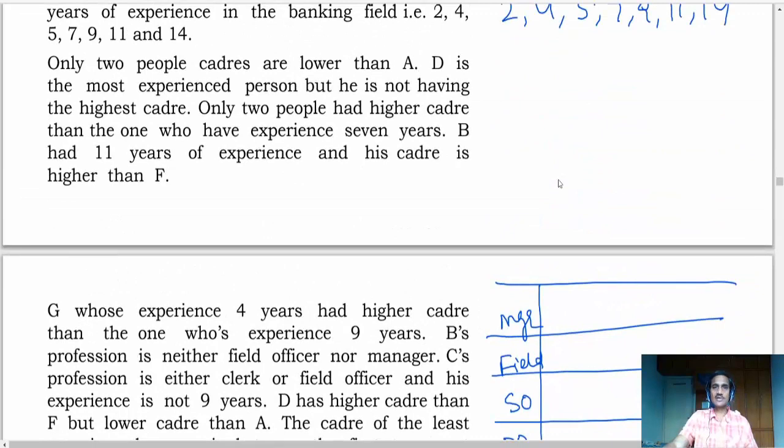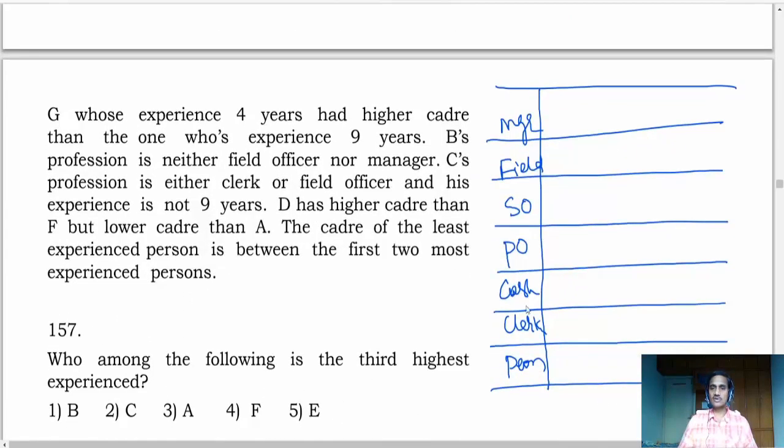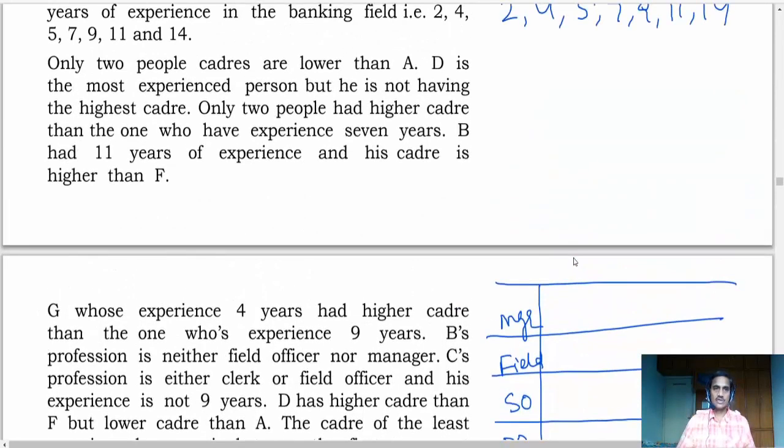Only 2 people with cadre lower than A. Only two people have cadre lower than A, so A must be the cashier. A is fixed here. And next one. D is the most experienced person. D most experienced means D is 14. But he is not the highest cadre. D is not the manager.